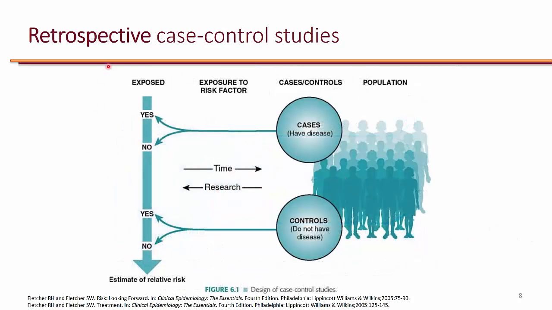And then you can also have retrospective studies. Case control studies are typically retrospective. So let's use the same example of cardiovascular disease and smoking. If you were to do a retrospective case control study, basically you identify patients who actually had the disease. So you find patients who had cardiovascular disease, and then you go back in time and see if in the past they were smokers or non-smokers.